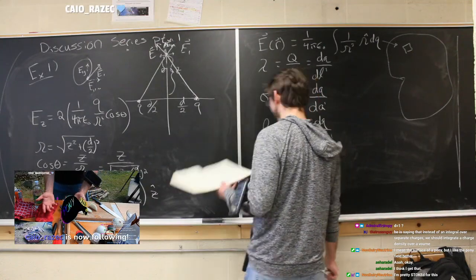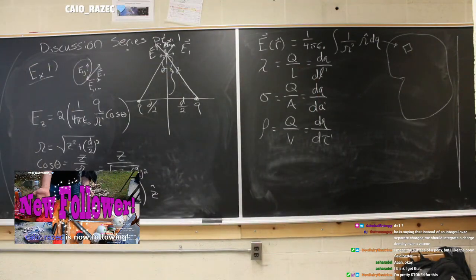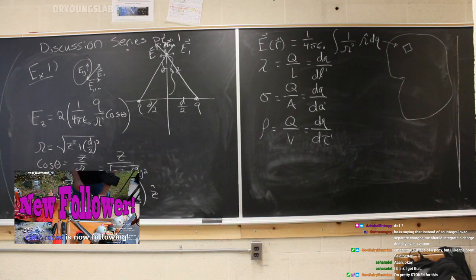He uses tau. I get it. dv is messy for this. Ko Razek, thank you for the follow.